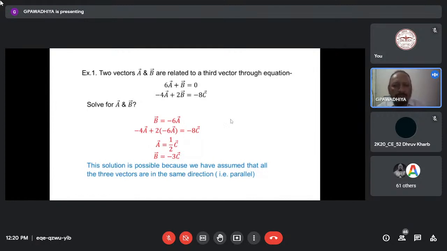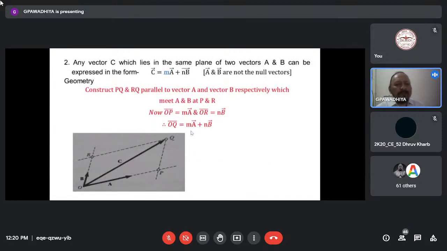So here we solve it the way we solve simultaneous equations: B is equal to minus 6A. We back substitute the value of B in the second equation, and we get A is equal to half C. And so from this, B is equal to minus 3C. This kind of algebraic solution we can obtain only when all the three vectors are parallel. This is one very important condition for applying this kind of solution to vectors. Otherwise, we cannot apply this kind of solution.